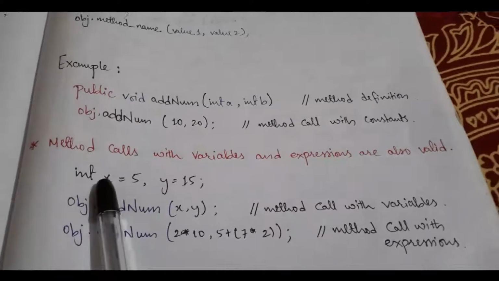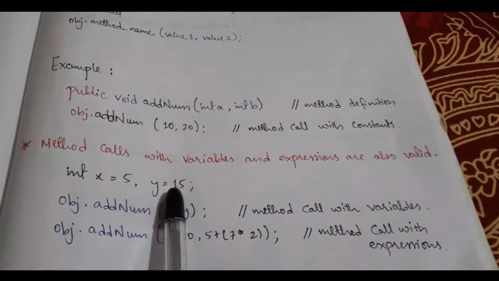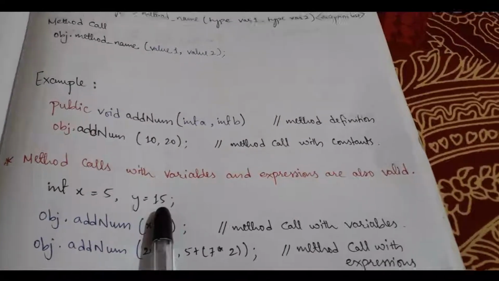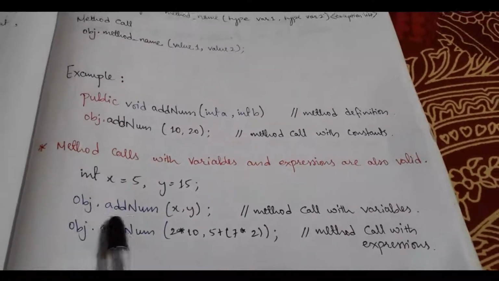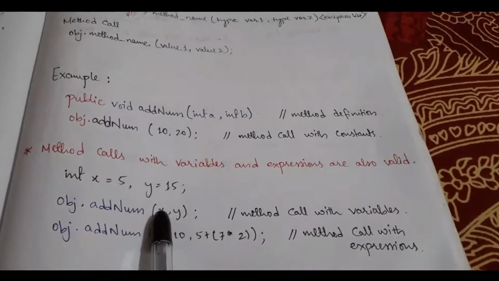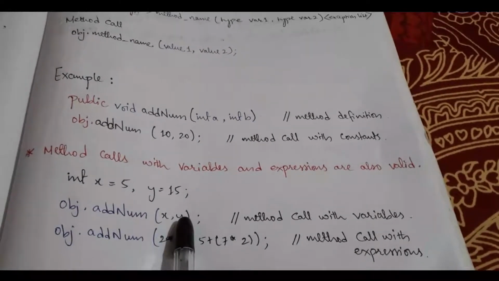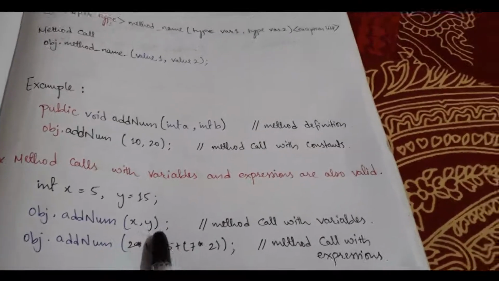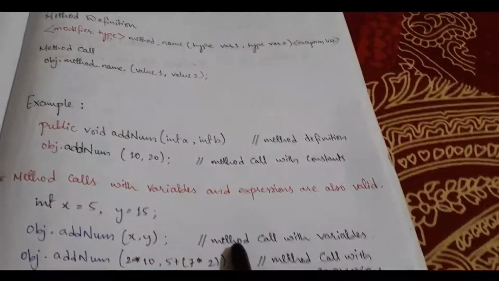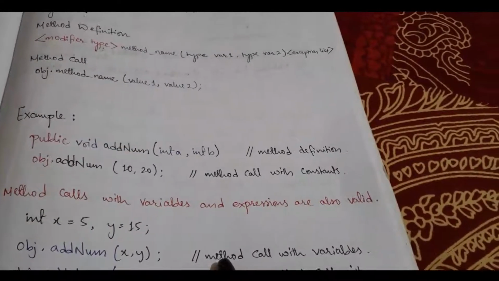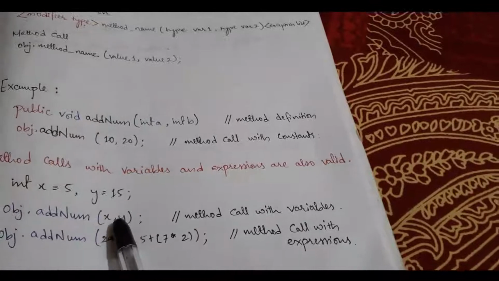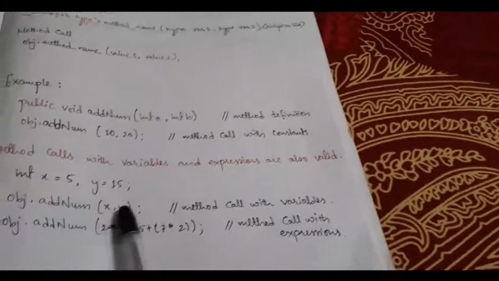For that I have mentioned an example here: int x = 5, y = 15. x is storing the value 5 and y is storing the value 15. Then obj.addNum(x, y). Here x, y are variables; the values have not been mentioned, only the variables. So this is how we can use variables in the call by value portion, a method call with variables.